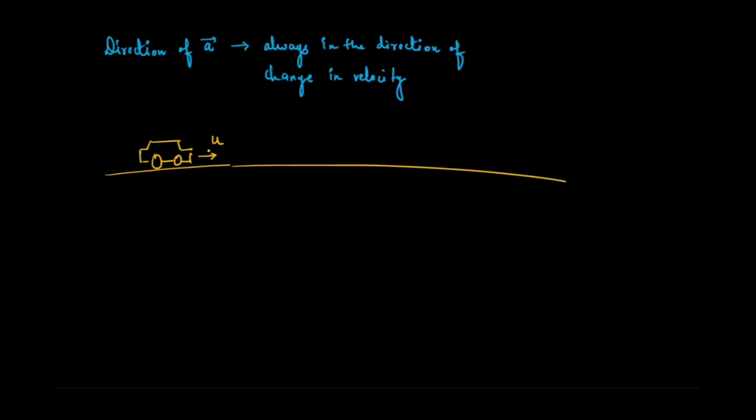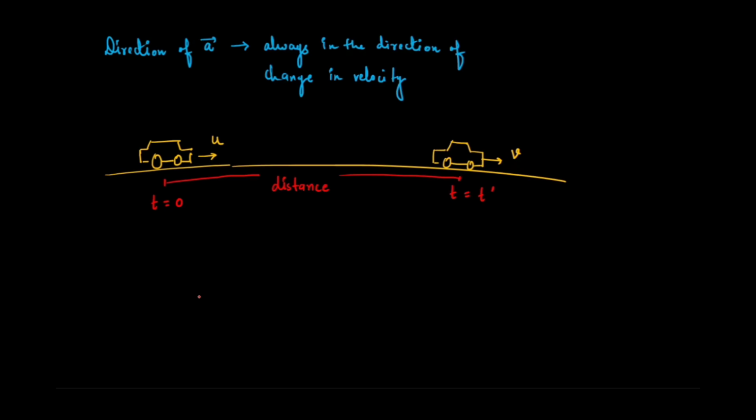Initially, the speed of the car was u. Later on, I figured out that the velocity changes to some value v. During that motion, the car must have covered some distance, so that distance is going to be this. Also, I can assume that initially the time was 0, and at this particular point, the time becomes some t dash.